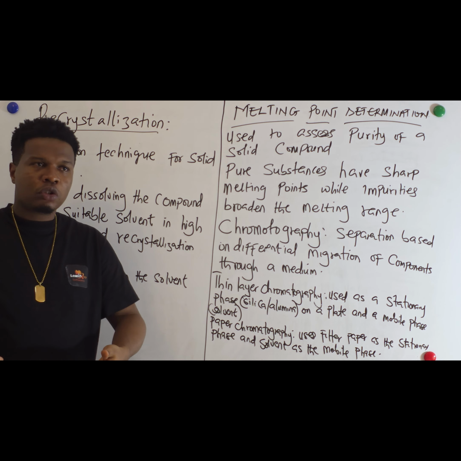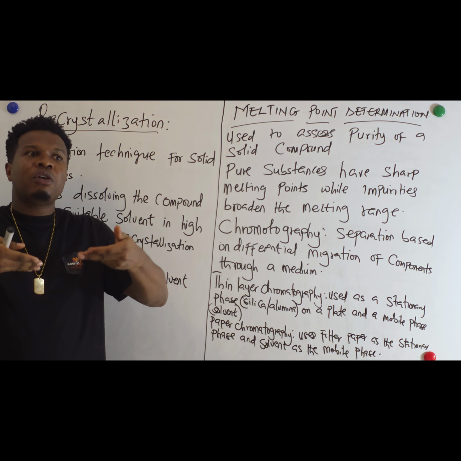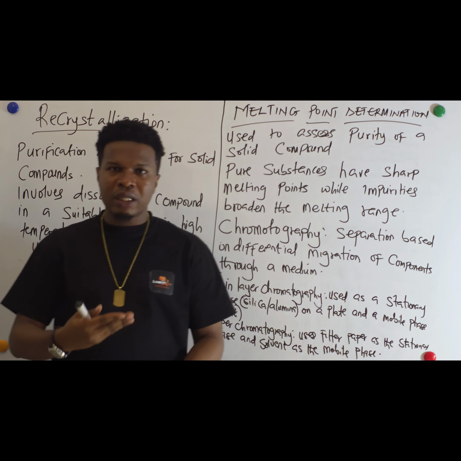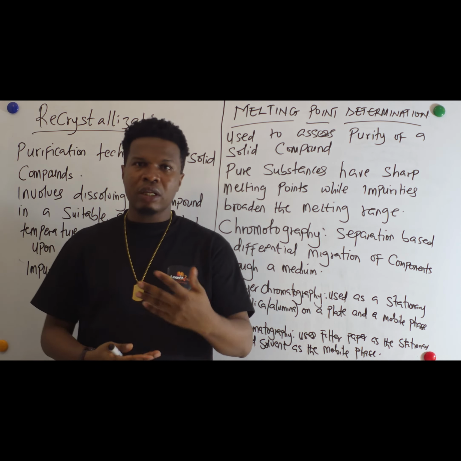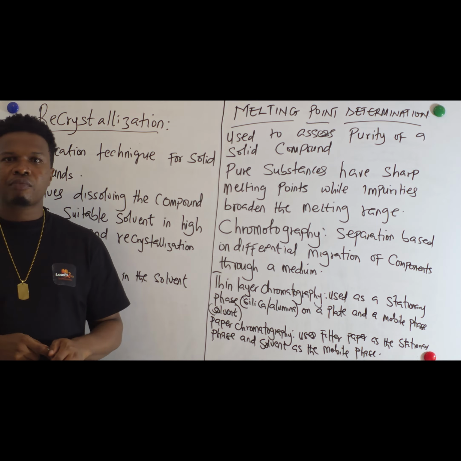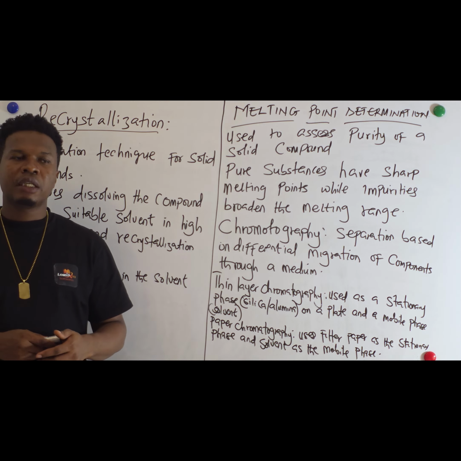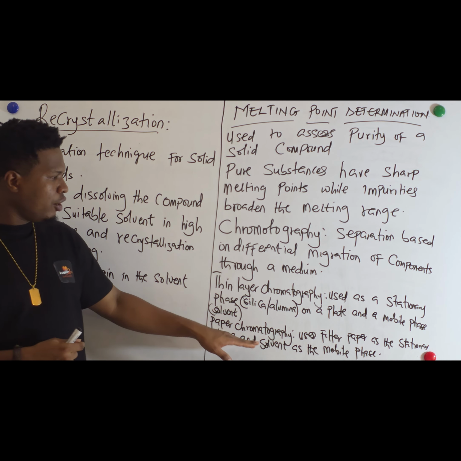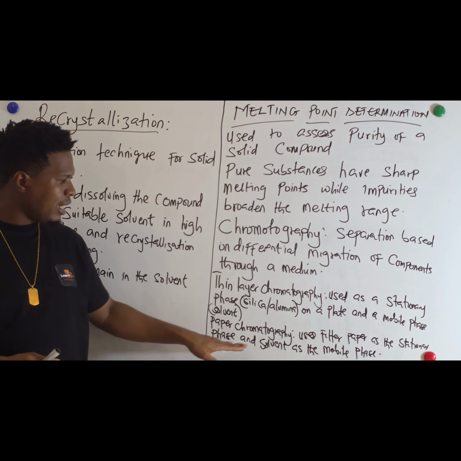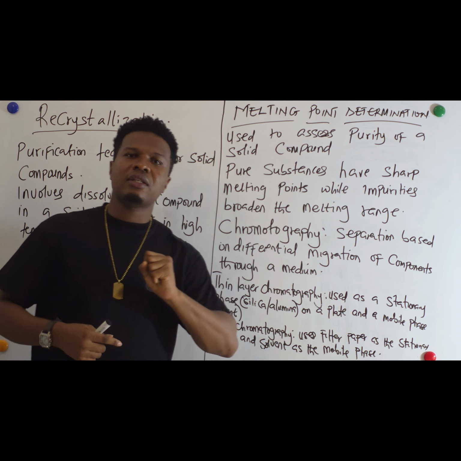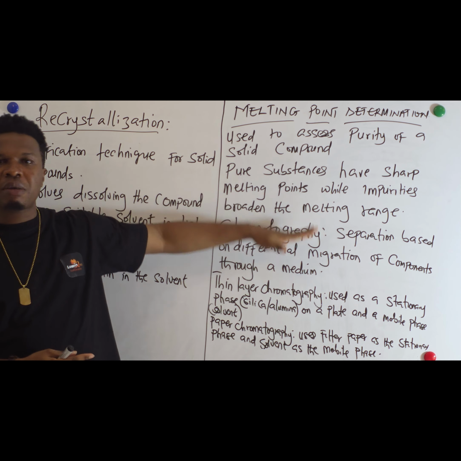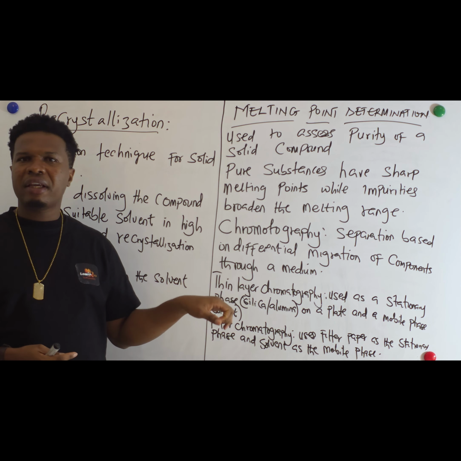Then the solvent will travel with the ink and start separating it into several components. After you are done with that, you calculate your retention factor, your RF value, and then be able to ascertain which one is more mobile. So paper chromatography uses filter paper as the stationary phase and the solvent as the mobile phase. The solvent takes the components of the mixture you want to separate, like colors or oils and the rest of them.